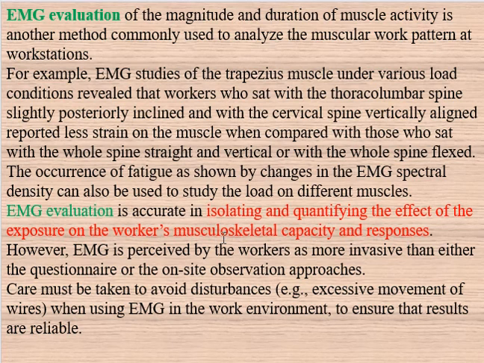Basically, EMG evaluation is accurate in isolating and quantifying the effect of the exposure on the worker's musculoskeletal capacity and responses. However, EMG is perceived by the workers as more invasive than either the questionnaire or on-site observation approaches. Care must be taken to avoid disturbance, for example, excessive movement of the wrist when using EMG in the work environment, to ensure that results are reliable.